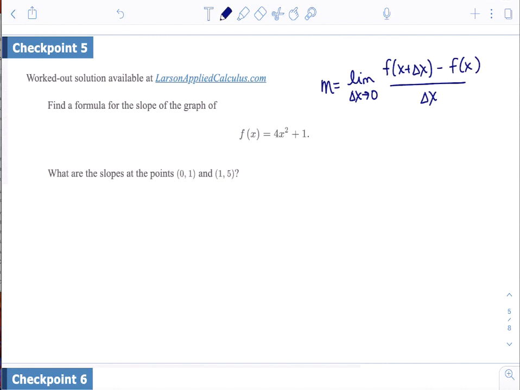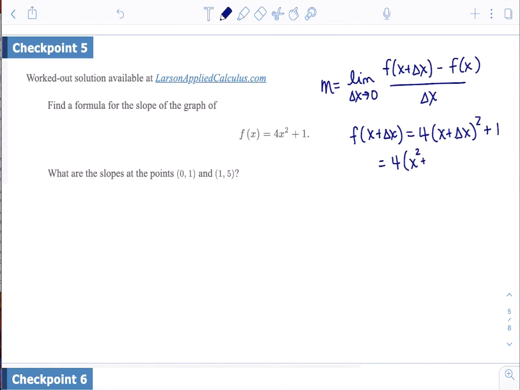Again, to find the slope for the graph, we're going to use that equation for the slope of the secant line with the limit process. So let's go ahead and evaluate f of x plus delta x off to the side. That's going to be 4 times x plus delta x squared plus 1.